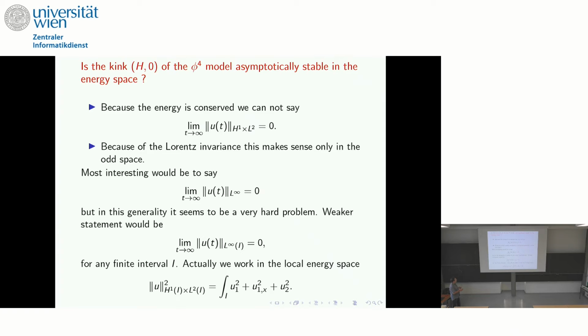So one possible weakening of the statement would be to relax a little bit and to say, well, I don't want L infinity to be taken in the whole space. I want L infinity norm to be taken in a compact interval, maybe any compact interval, but still compact interval. And this, in fact, is very close to the topology we work with. So what we use is the local energy space. So this is the energy norm over a compact interval I, okay, or a compact set.